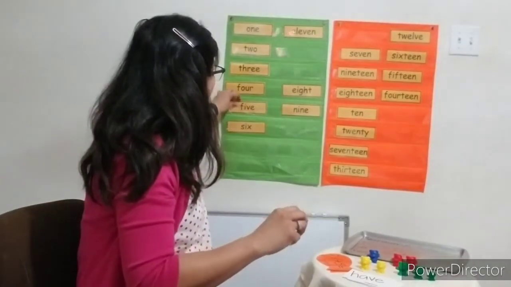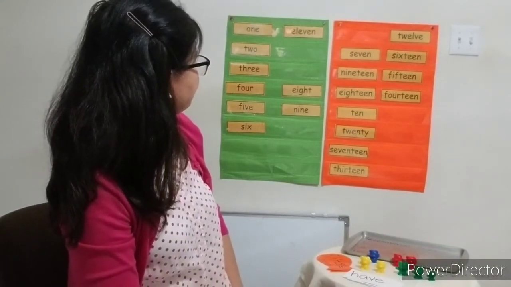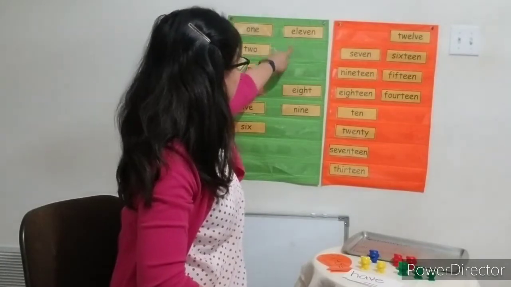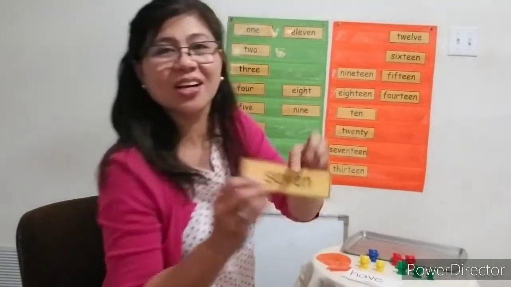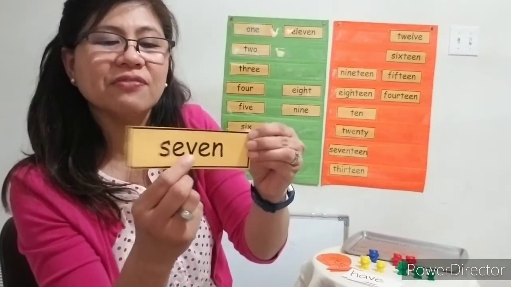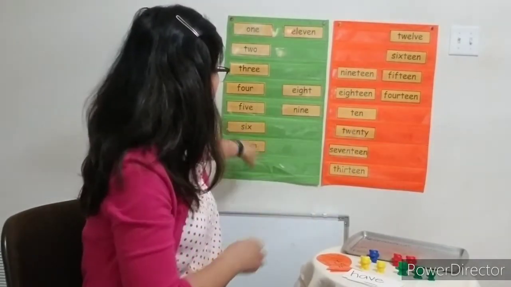Okay, now, 7. Which one do you think is 7? This doesn't say 7. It starts with an E. 7. There you go. Spell 7 for me. S-E-V-E-N, S-E-V-E-N, to make a number 7. Okay, what comes after 7?